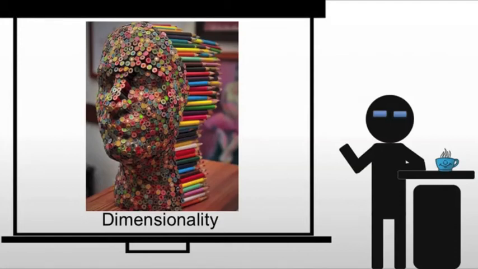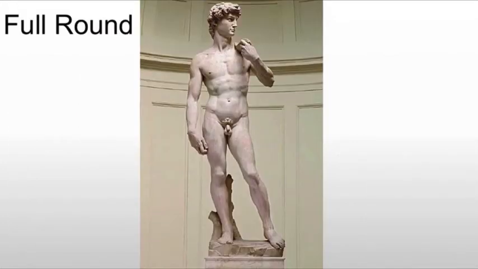So let's discuss dimensionality. Now, sculpture has different levels of how dimensional it is. We have sculpture that is full round. We have sculpture that is in relief. We have partially full round, and we have linear, all of which we're going to discuss here.